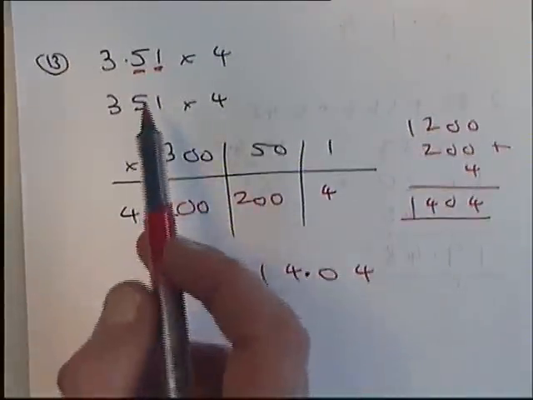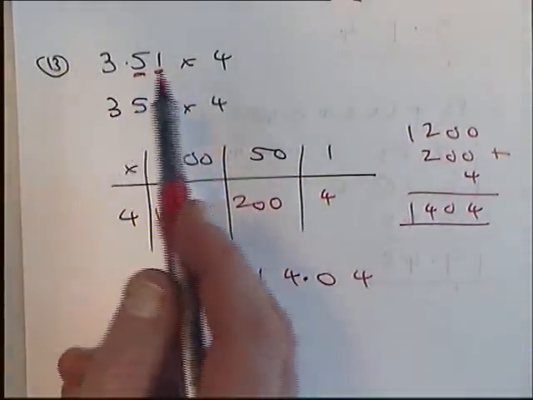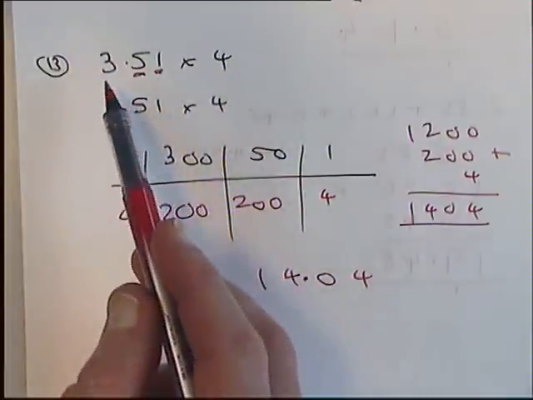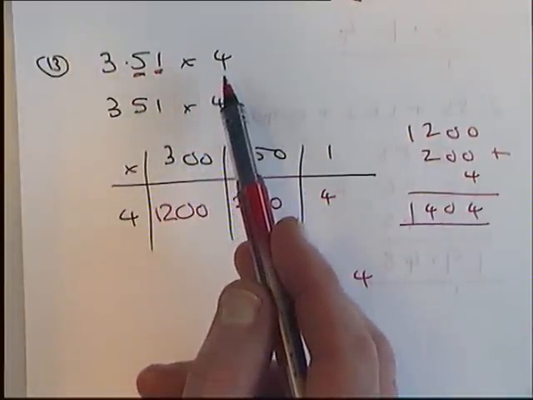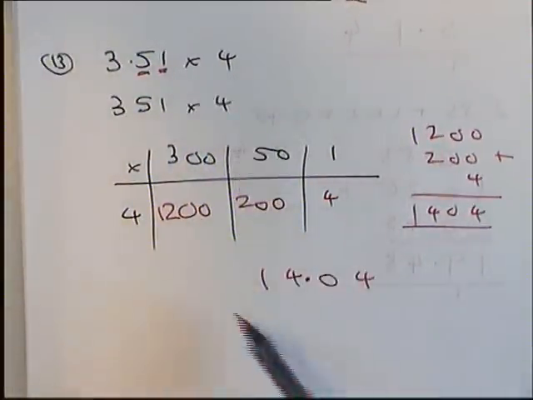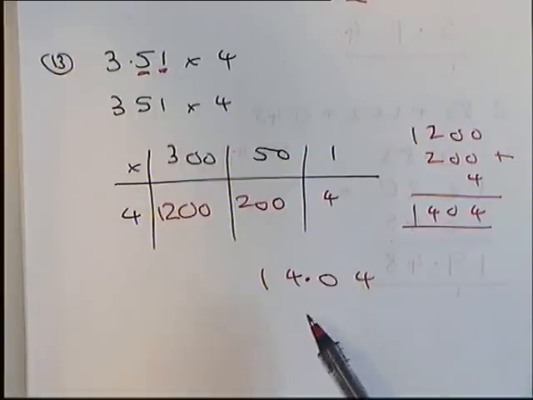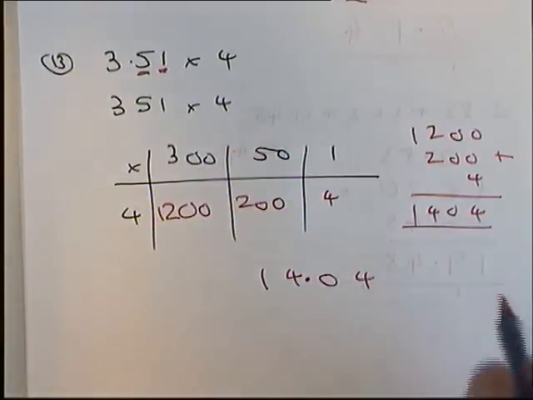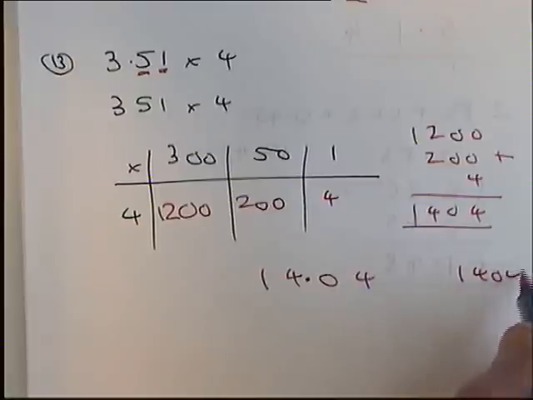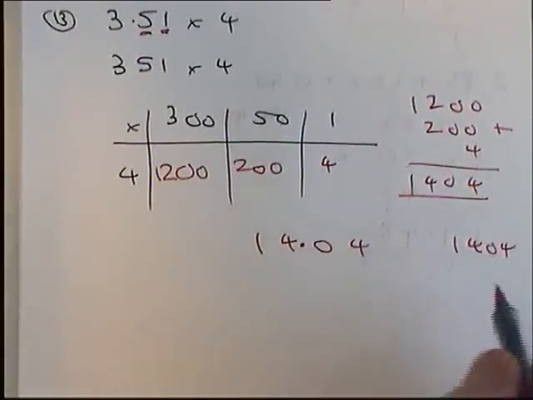Now, if you're thinking about it, this number up here was 3 and a bit times by 4. Well, 3 times by 4 is 12. So this number here should be a bit more than 12. And 14 is a bit more than 12. If I'd got this wrong and had said that was the answer, well, that's massively more than 12.